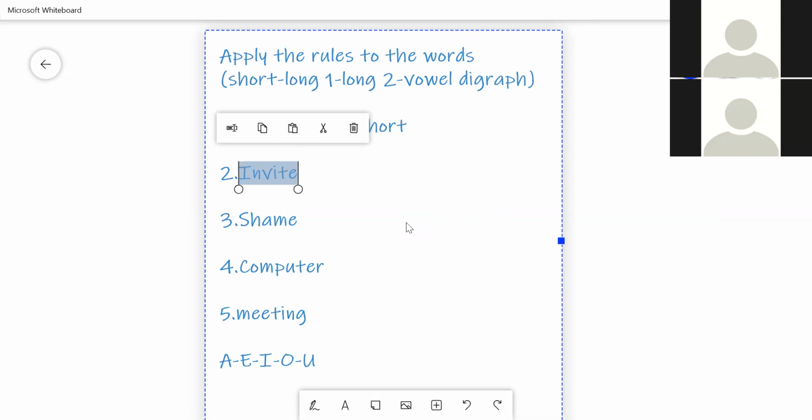Give me a number. How many syllables? 1, 2, 3, 4. How many? 3. 3, right? Okay. What about you, Misael? How many syllables do we have on the second one?